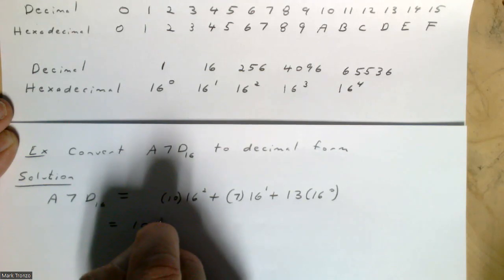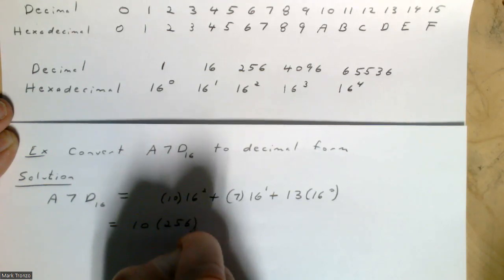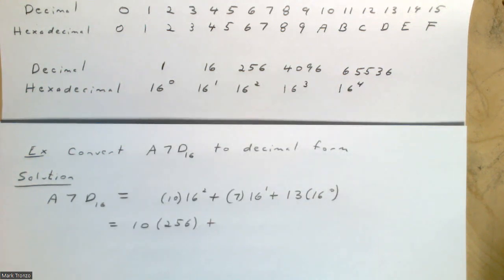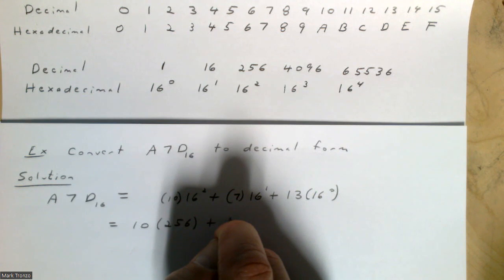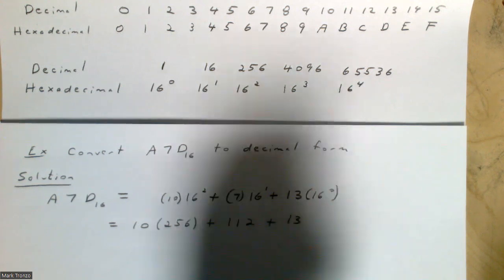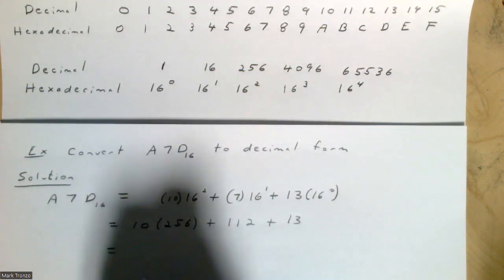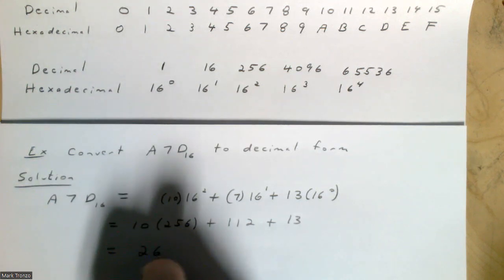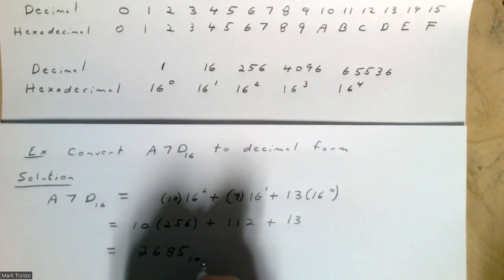Of course, 16 squared is 256. 7 times 16 is 112. And of course, this is 13 times 16 to the 0 power. And this is going to be 2685 to the base 10.